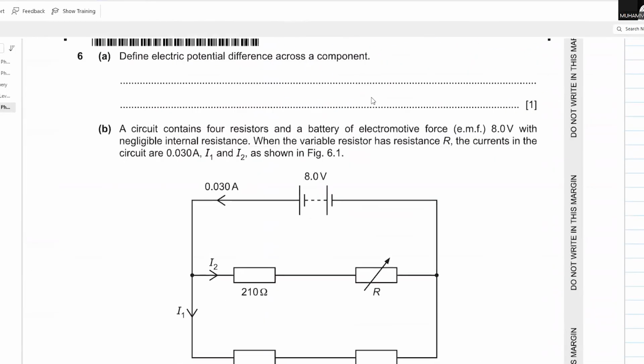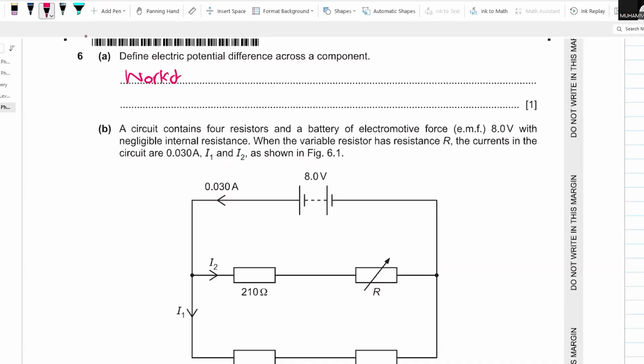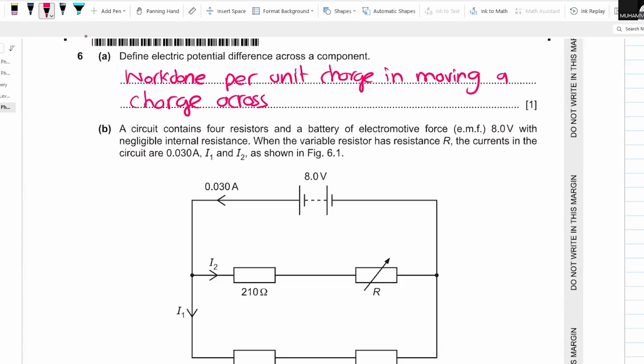Let's further move ahead. Define electric potential difference across a component. What will you say? Electric potential difference is the work done per unit charge in moving a charge across an electrical component. बेटा पोटेंशियल डिफरेंस क्या होता है? वर्क डन पर यूनिट चार्ज इन मूविंग एन इलेक्ट्रिक चार्ज across an electrical component.